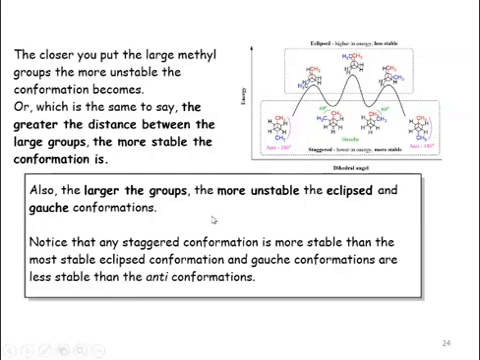Now, the closer you put the larger methyl groups, the more unstable the conformation becomes, which is the same as saying the greater the distance between the larger groups, the more stable the conformation is. Also, the larger the group, the more unstable the eclipsed structure and gauche conformation.